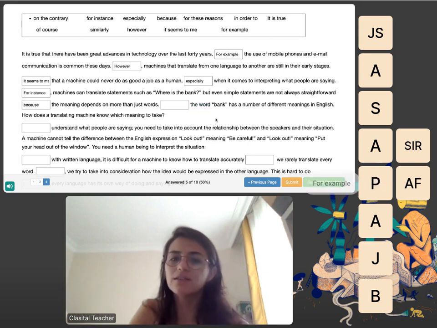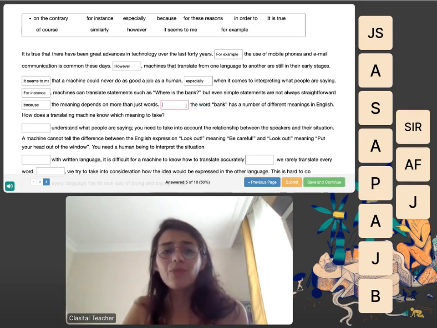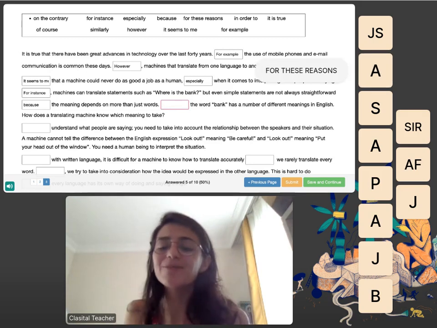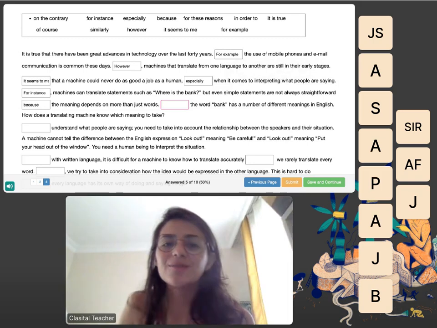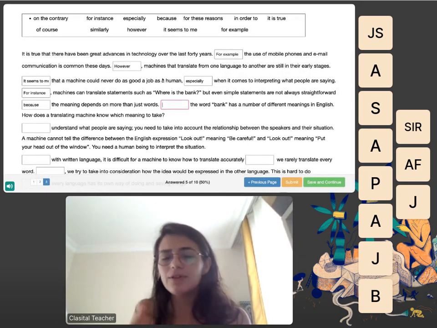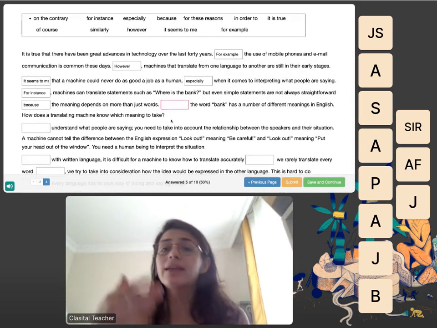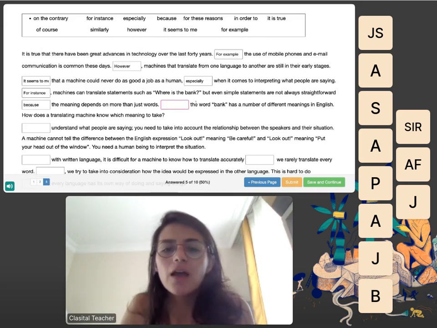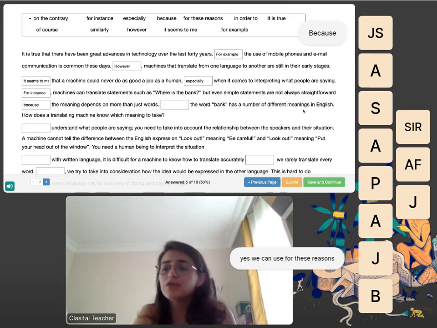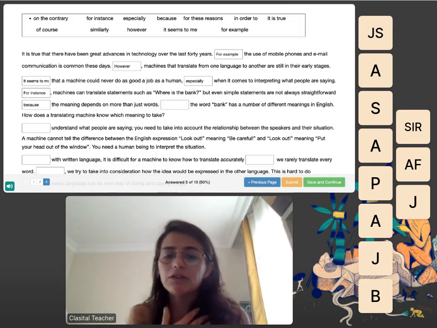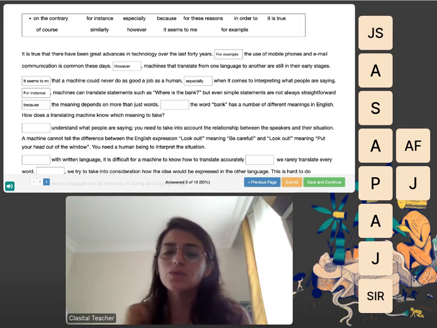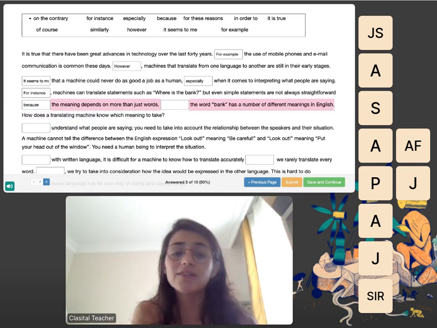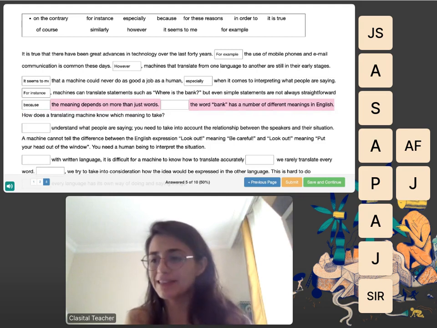We say for these reasons, or for example. I think we cannot say for instance or for example anymore because we've already used both of them. But we can use for example or for instance more than twice, of course. The word bank has different meanings. So I think, yes, we can use for instance, because we're giving an example to the meanings, the words that have more than one meaning, basically.